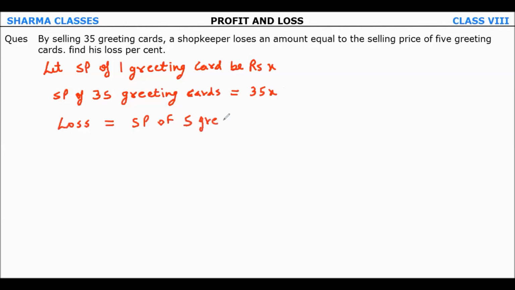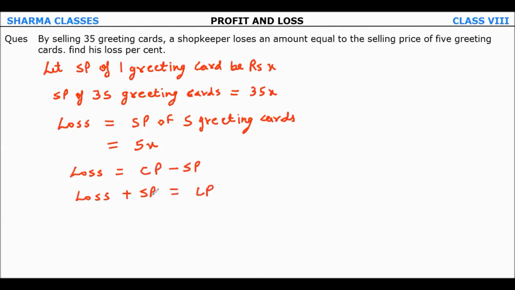And if we know the value of SP of one greeting card, then we can easily find out the SP of 5 greeting cards. So here we have assumed SP of one greeting card to be rupees X. So SP of 5 greeting cards will be 5X. It's very easy. Now the question is asking to find the loss percent, and to find the loss percent, we should have cost price also. So to find cost price, we can write loss as CP minus SP. So SP will go that side. It will become loss plus SP will be equals to CP.